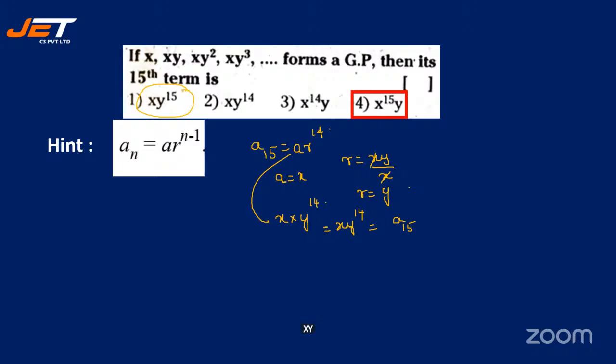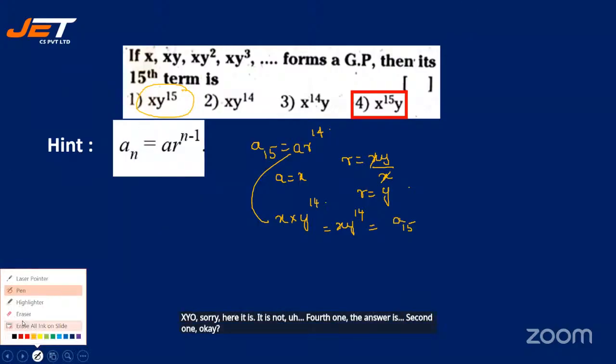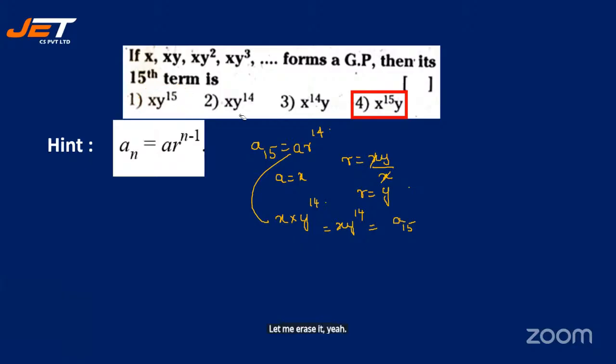So yes, here we have first one as your answer. Oh sorry, here it is. It is not the fourth one. The answer is the second one. Okay. Let me erase it. Yes. So the answer is x y to the power 14. It is not the fourth one. Okay, students. So you just make the corrections. All right. Now let's move on to our next question.